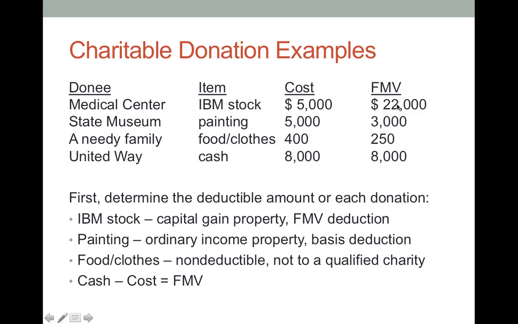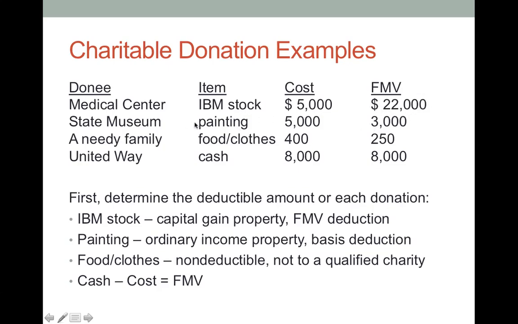The fair market value of the stock is more than what he or she purchased it for. The stock was owned for more than a year, so this would be capital gain property. Because it's capital gain property, the amount of the donation is the fair market value of the property. So the maximum amount of the donation we can take for the IBM stock is $22,000.